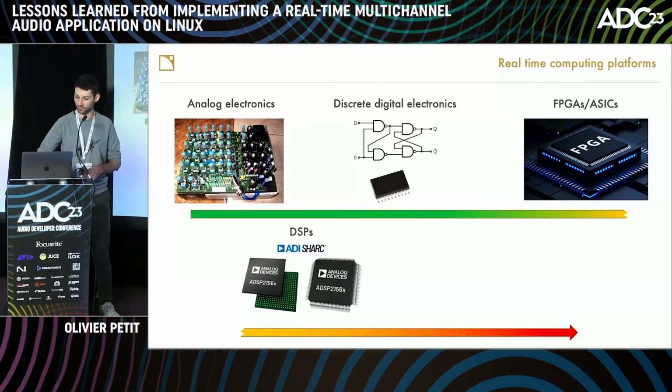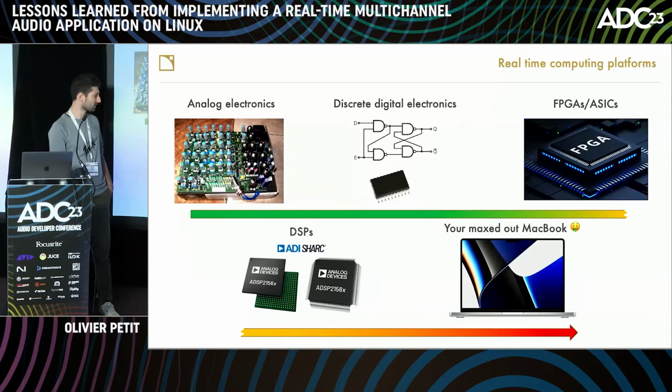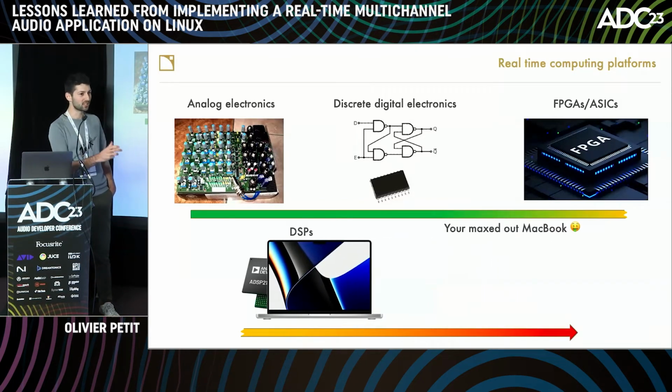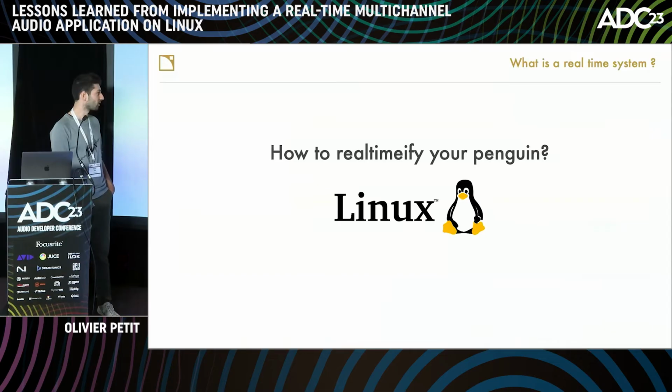We also use FPGAs. And then the last, really red, actually is your maxed out MacBook. I haven't put a Windows machine, which in my opinion is even worse because Microsoft doesn't give you APIs as good as Apple to control real-time constraints. But basically what we're going to talk about later is how to take a PC, right? So Intel or ARM architecture with an operating system, and try to make it a little bit more real-time friendly. So how to real-timeify your Penguin.